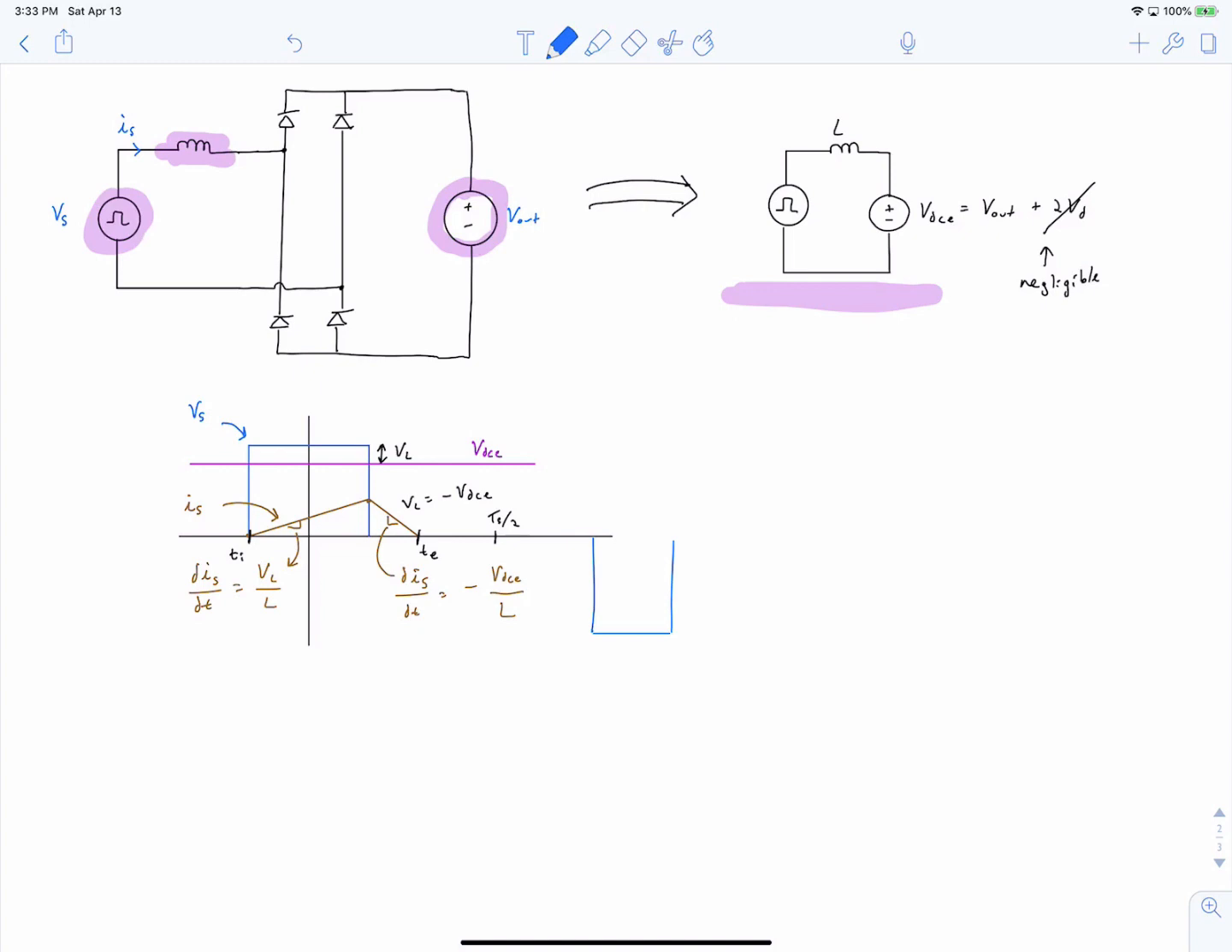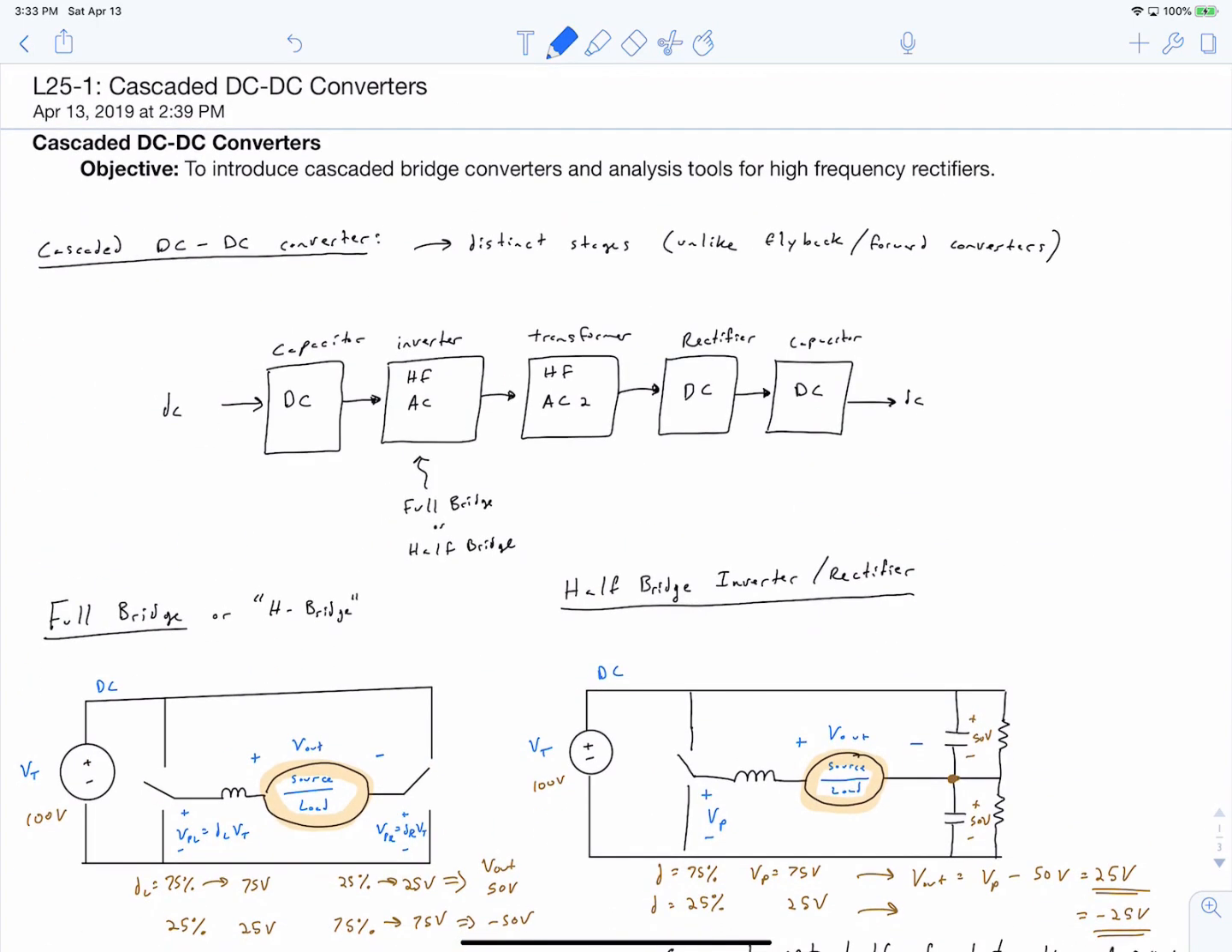Finally, I want to point out that the way we regulate the output voltage of this converter is by changing the duty ratio of our Vs voltage waveform. And remember, Vs is the output voltage of our transformer, which is determined by the voltage we apply on the transformer primary by using our bridge converter. So by changing the duty ratio of our bridge converter, we are able to change the output voltage of our cascaded DC-DC converter.